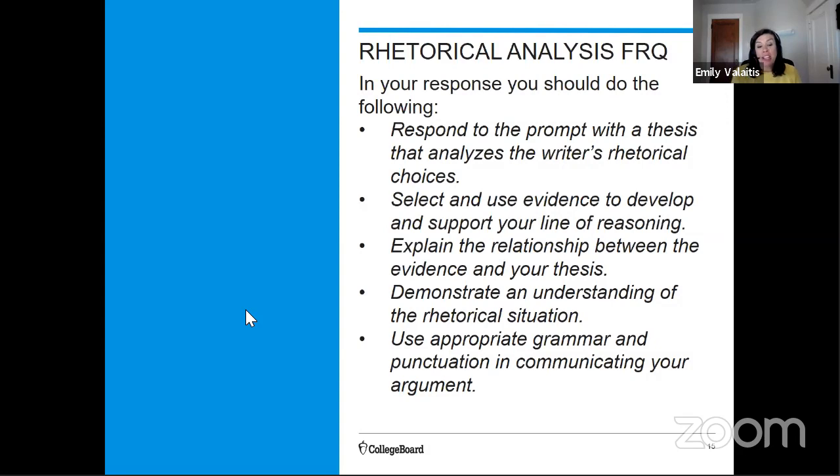You should demonstrate an understanding of the rhetorical situation. I'm sure you guys are sick of hearing us talk about that, but we will today and tomorrow, because it is such a pivotal moment in the rhetorical analysis essay. And then lastly, you're expected to use appropriate grammar and punctuation in communicating your argument. The people who score your essays, your readers, know that you're writing this under duress, and they know that it's just a draft. However, the more you can have precise language and appropriate grammar and punctuation, the better the writing and the better the piece is as a whole. So they know that you're doing it under duress, but you're still expected to have appropriate grammar and punctuation.